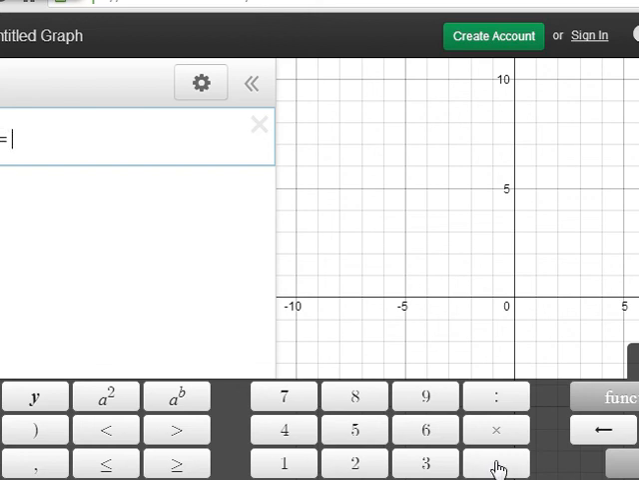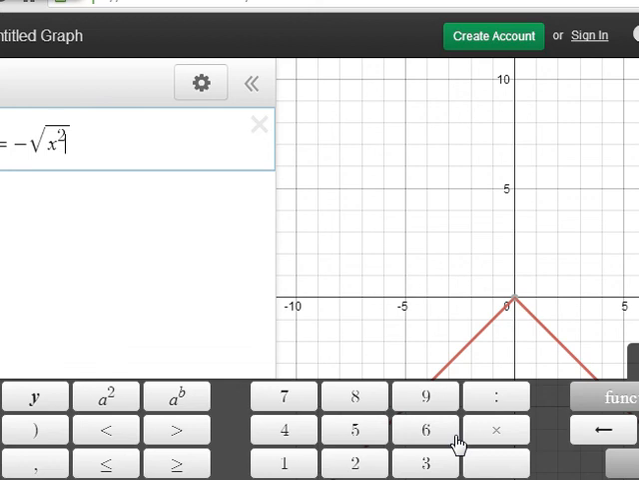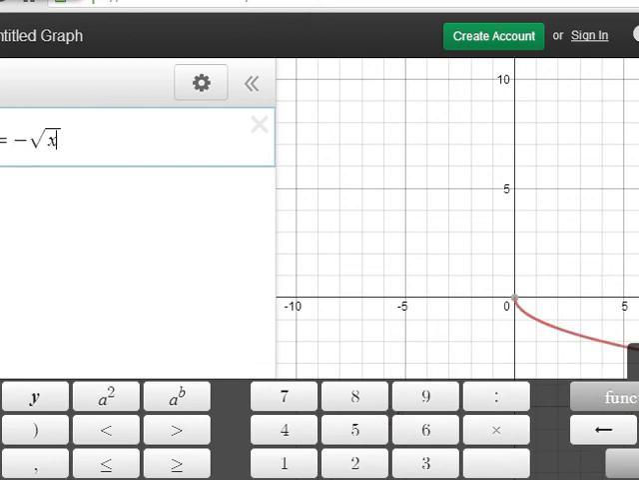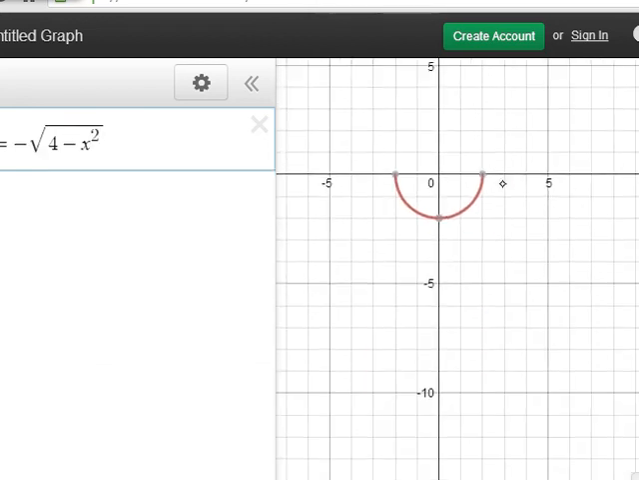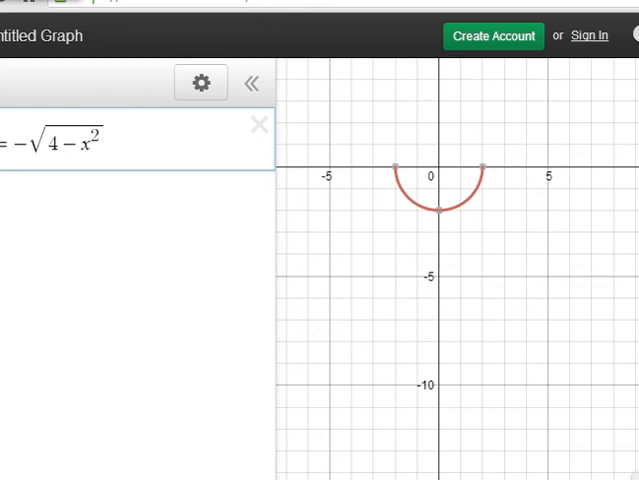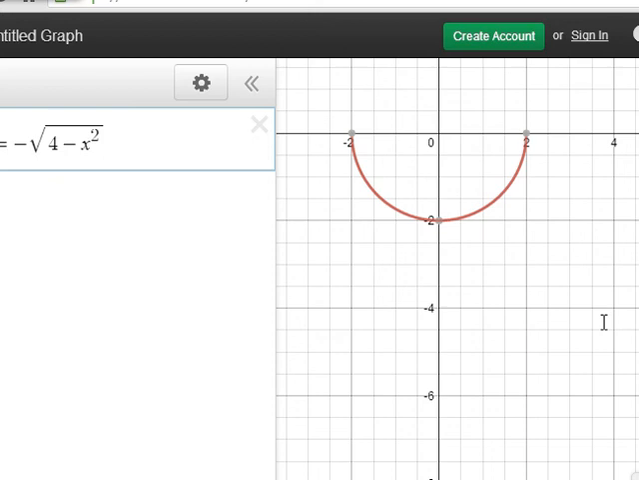Y equals the negative square root of, what was it, x squared minus 4? 4 minus x squared, thank you. And it actually graphs it as you type it in. There's your graph. And see, that one just looks better to me. You can zoom in, zoom out.